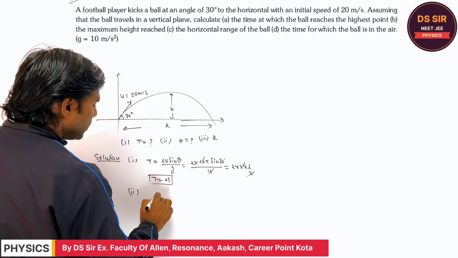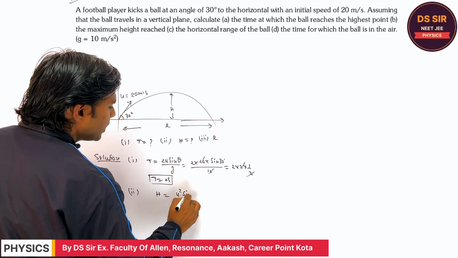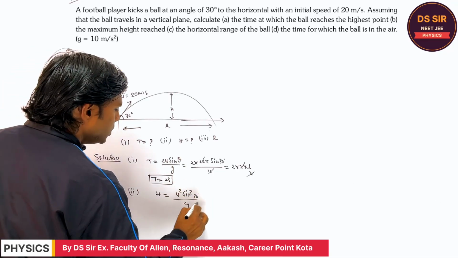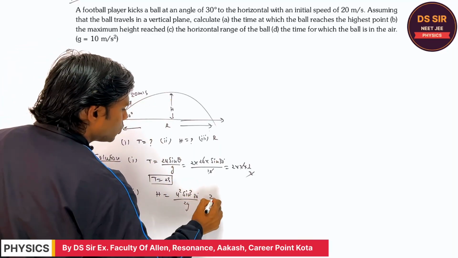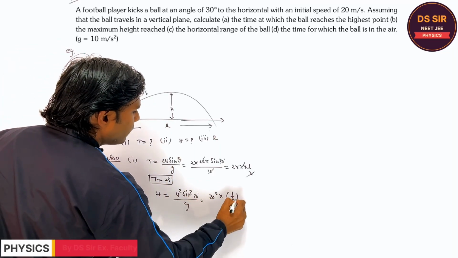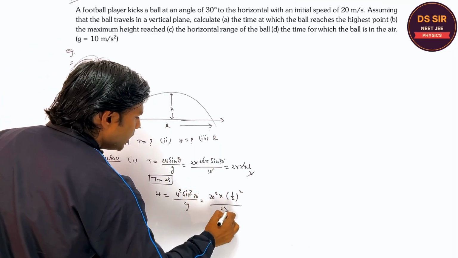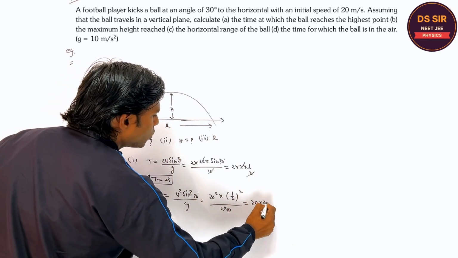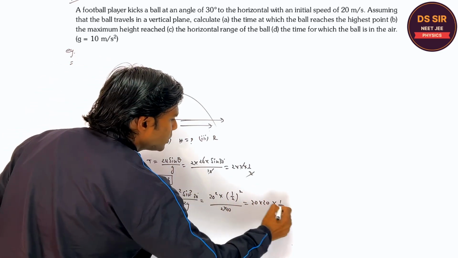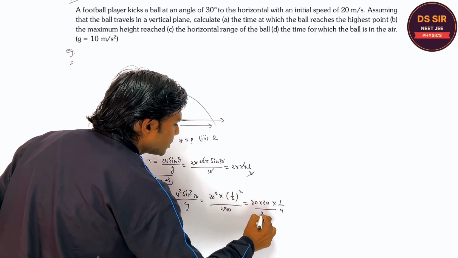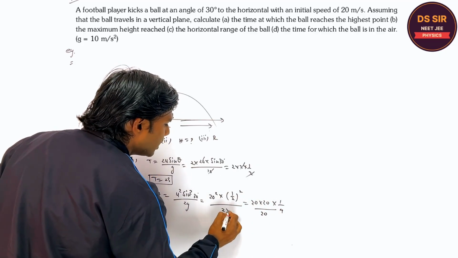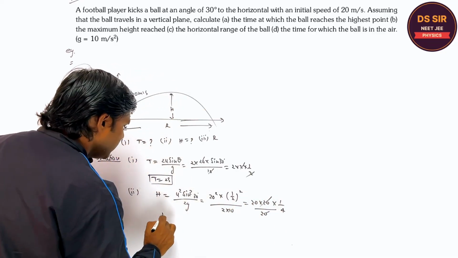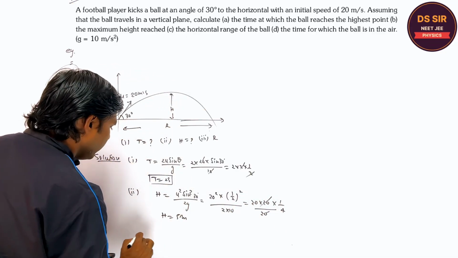What is the formula for the maximum height? It is u square sin square theta upon 2g. What is u? It is 20 square. Sin 30 value is 1 by 2, into 2 into 10. So this is equal to 20 into 20, 20 square, it is equal to 1 by 4, and this is 20. So I think you are getting the maximum height is 5 meter.